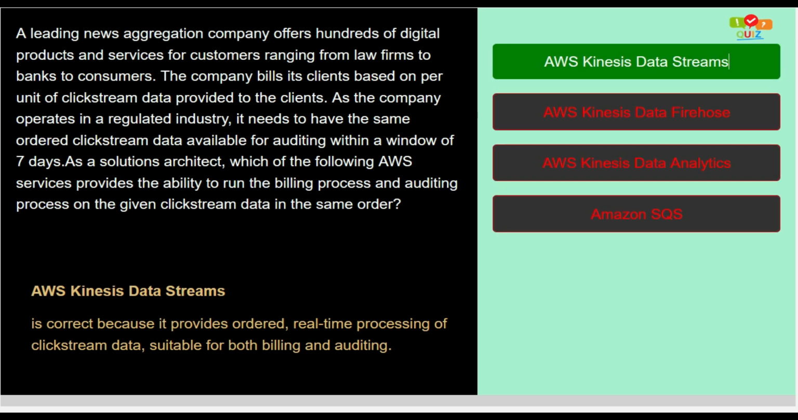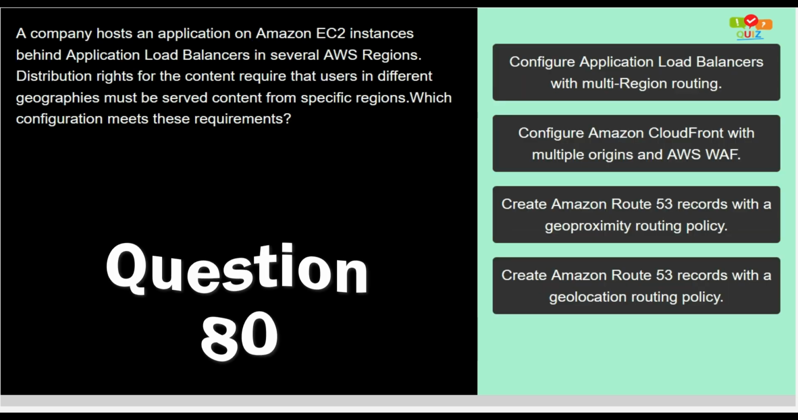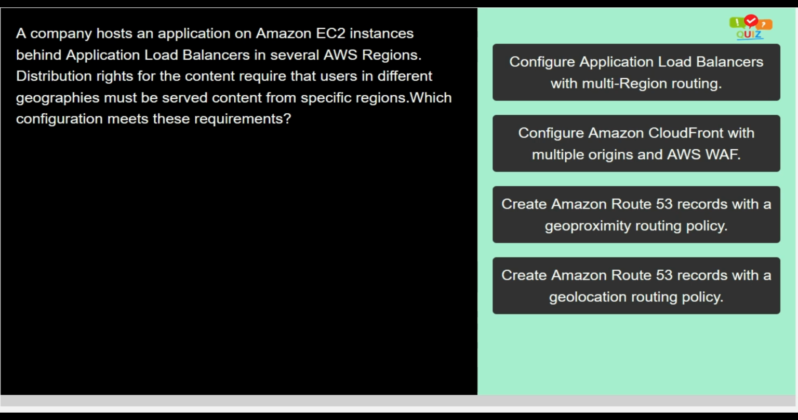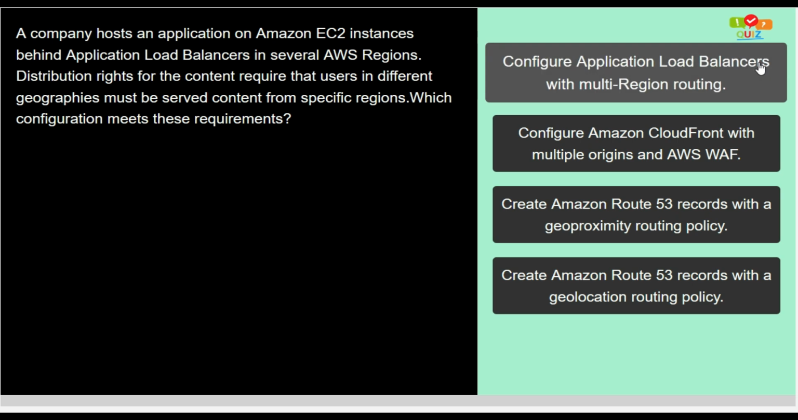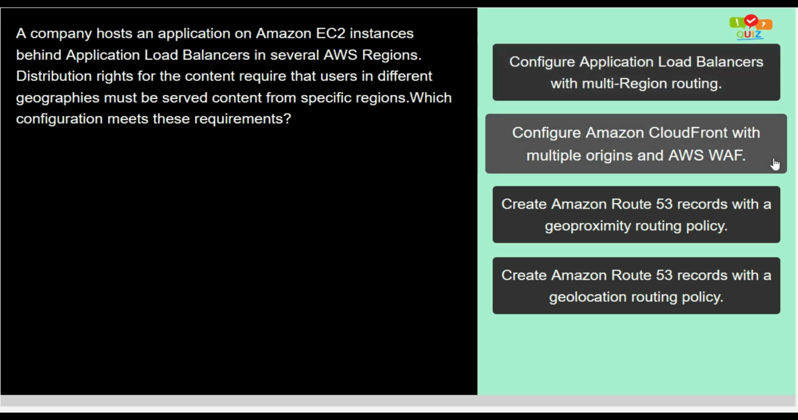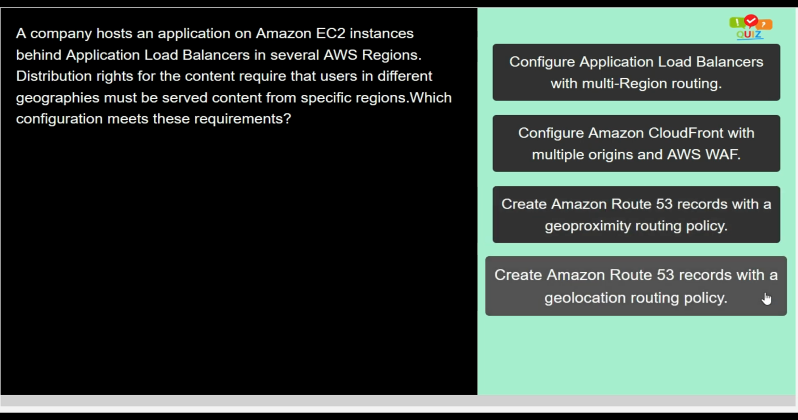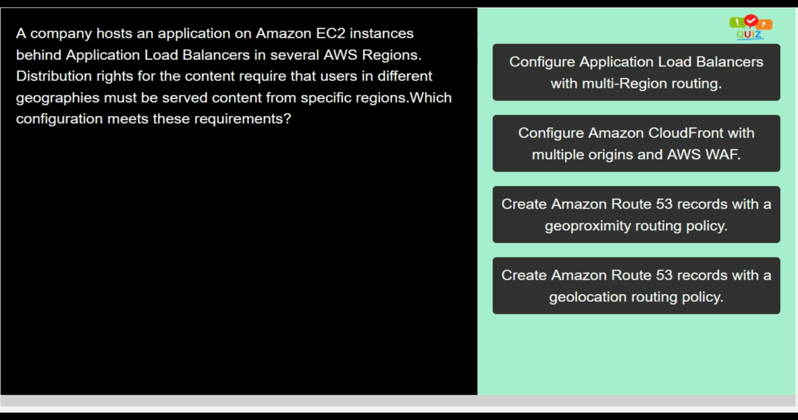Okay, let us move to the next question. A company hosts an application on Amazon EC2 instances behind application load balancers in several AWS regions. Distribution rights for the content require that users in different geographies must be served content from specific regions. Which configuration meets these requirements? You have got 4 options again. This is option 1, this is option 2, this is option 3, and this is option 4. 10 seconds time and your timer starts now.